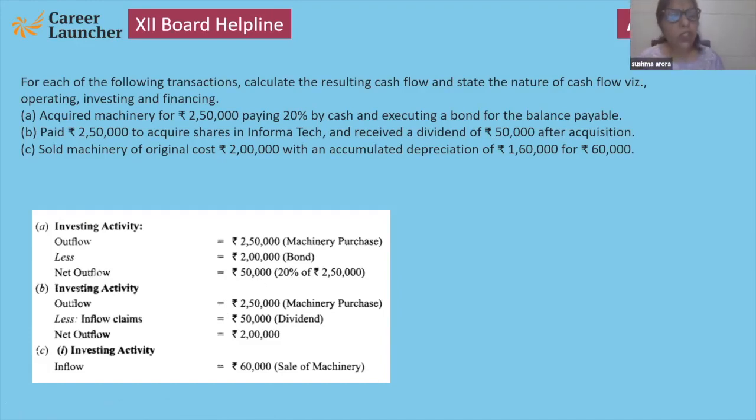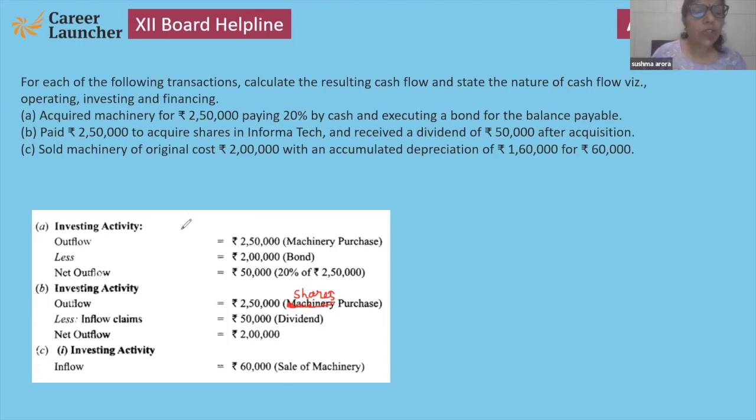Okay, so next. Paid 2,50,000 to acquire shares, same, investing activity. Okay. Now see here, I'm going to show you one thing. Shares purchase. If we purchase shares of some other company, that will be part of investing. Then claim immediately dividend received. Actual outflow is 2 lakh.